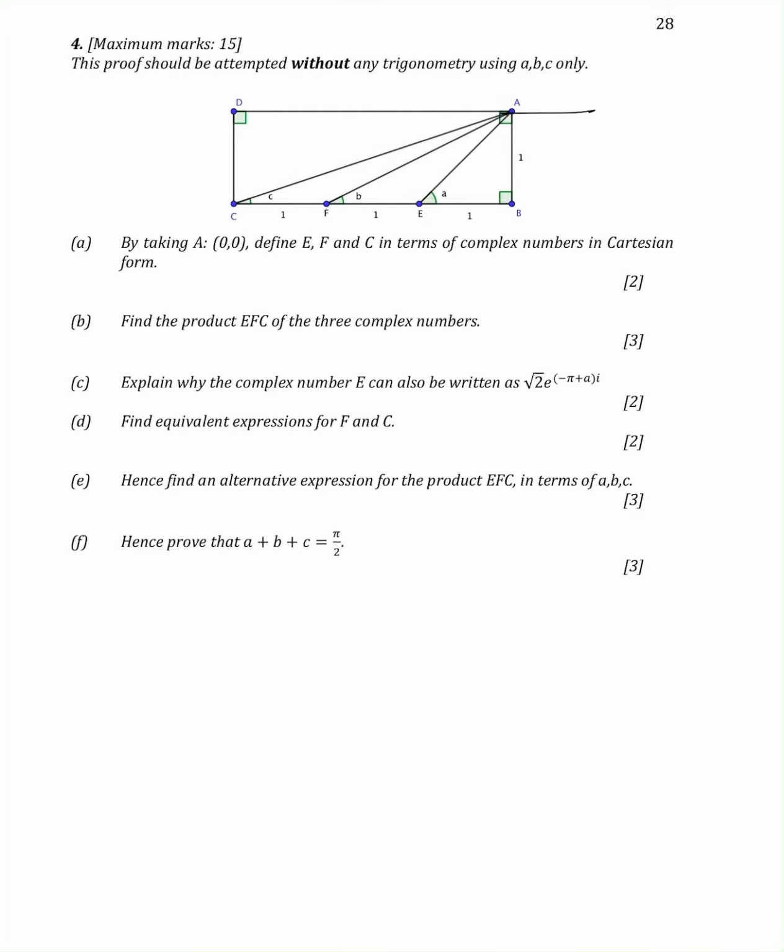Paper 3, quadruple proof, part 4, so this is 15 points. And what it tells us to do is to take A as the origin of a complex plane. So A is the origin, which would mean that this right here would be the real axis, and this right here would be the imaginary axis, and this right here would be minus i, and this would be minus 1.